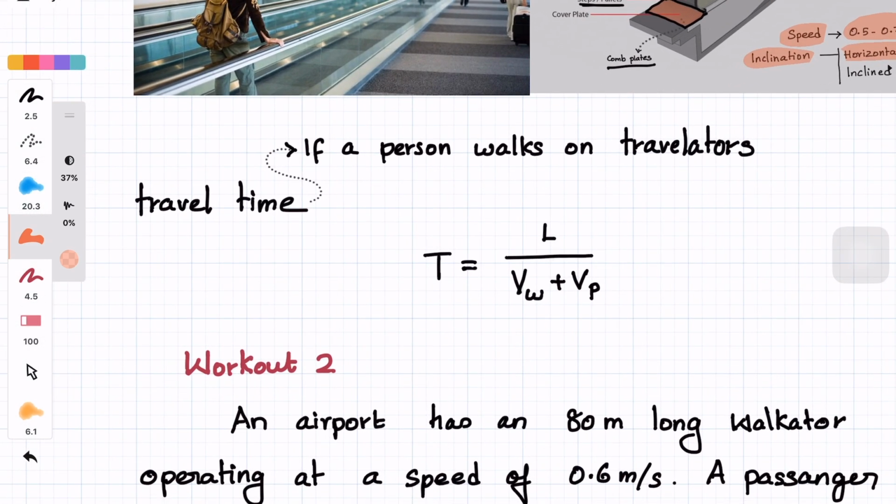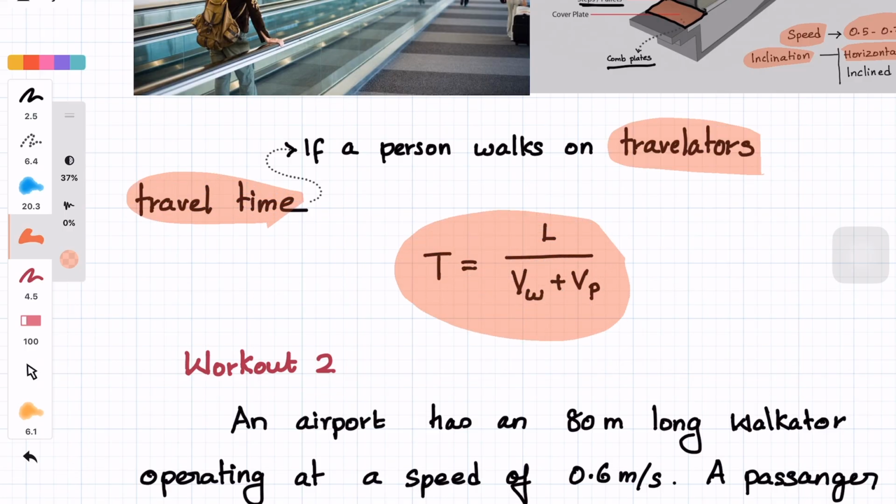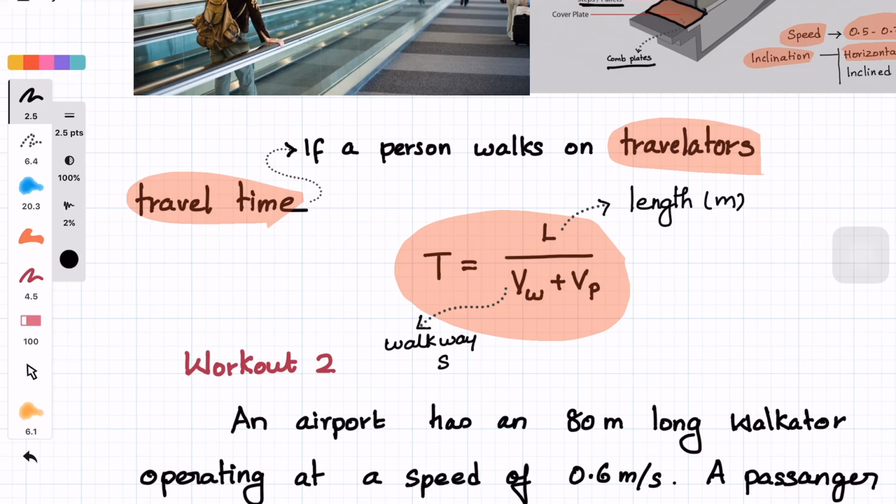Travel time: if a person walks on a travelator, the travel time can be found using this relation: T equal to L by (VW plus VP), where L is the length in meters, VW is the walkway or travelator speed, and VP is the person's walking speed.